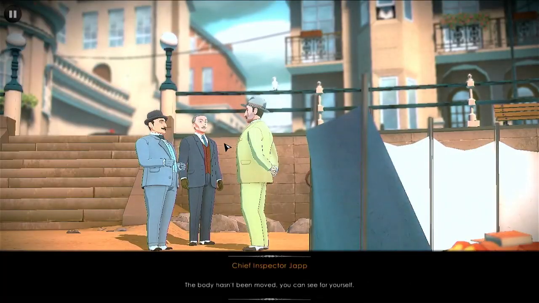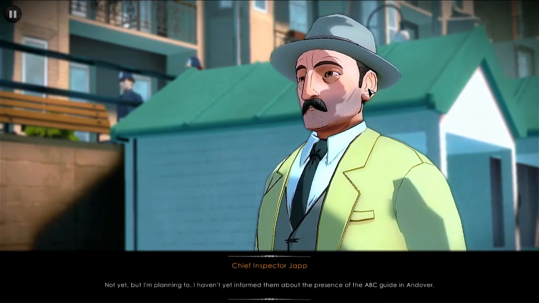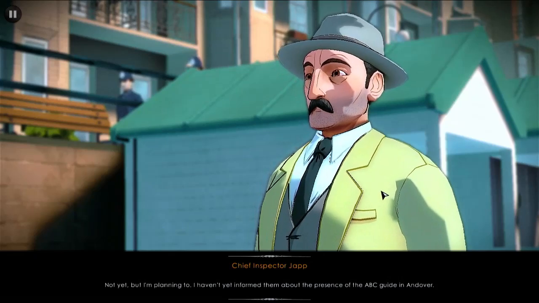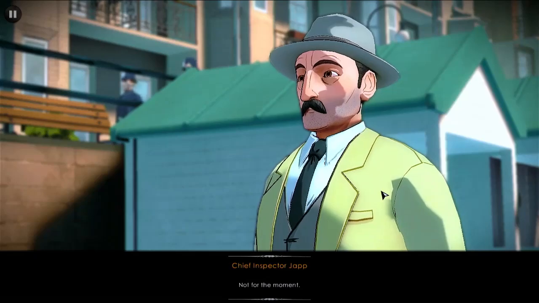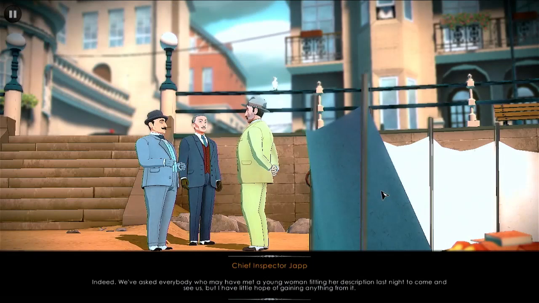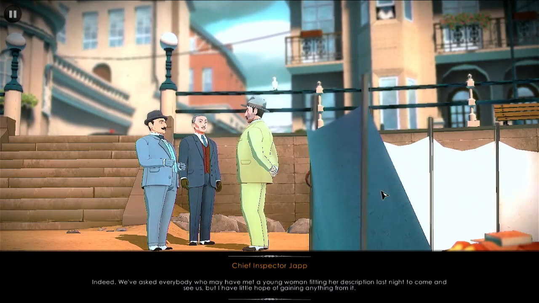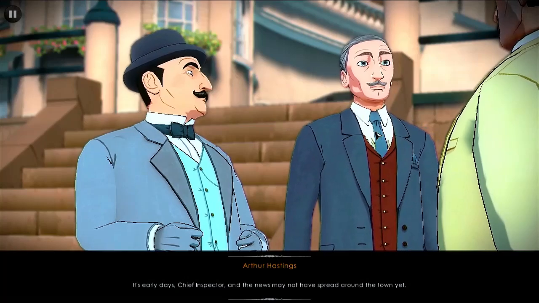The body hasn't been moved. You can see for yourself. We'll have a little look around and then... As the President informed the area? Not yet, but I'm planning to. I haven't yet informed them about the presence of the ABC guide in Andover. Nobody has reported a young woman missing. Not for the moment. No witnesses, I imagine. Depends how long she's been missing. We've asked everybody who may have met a young woman fitting her description last night to come and see us, but I have little hope of gaining anything from it. It's early days, Chief Inspector, and the news may not have spread around the town yet.